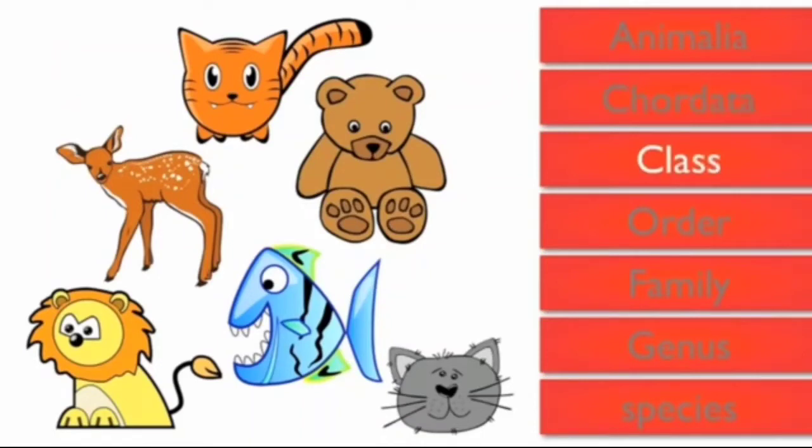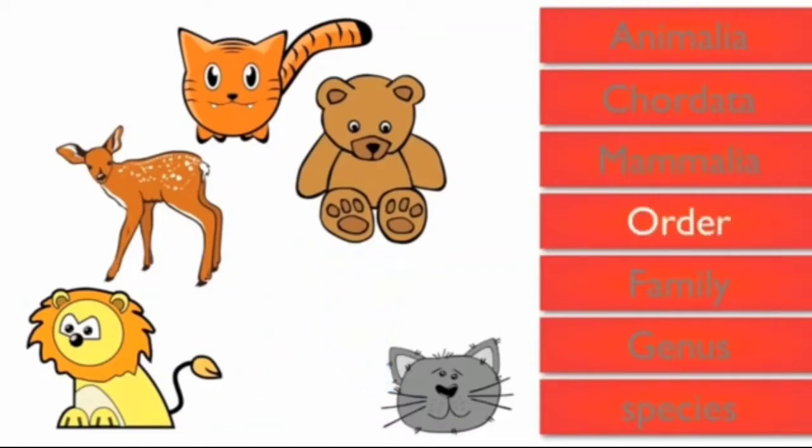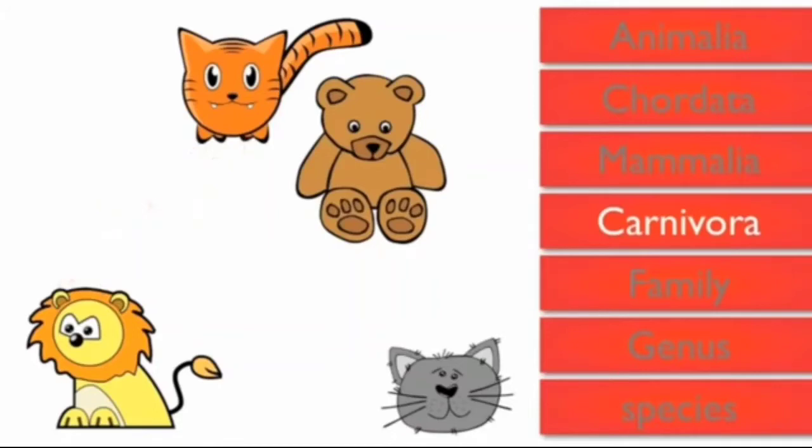The third level is class, and the class of lion is Mammalia. So the fish is eliminated because fish is not Mammalia. The next level is order. The order of the lion is Carnivora. It means the animal that eats meat. So the deer is eliminated.